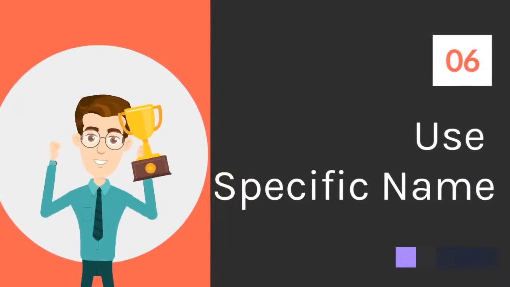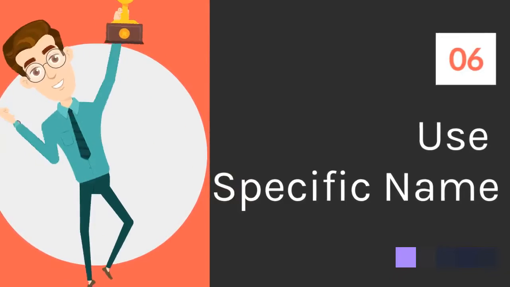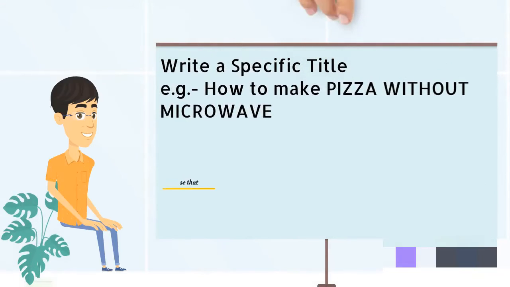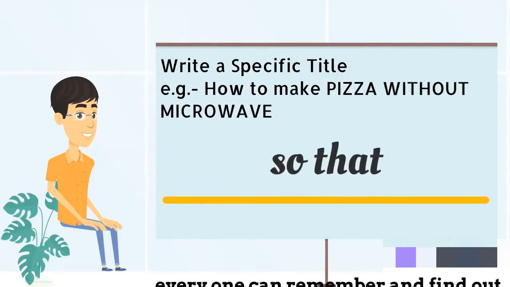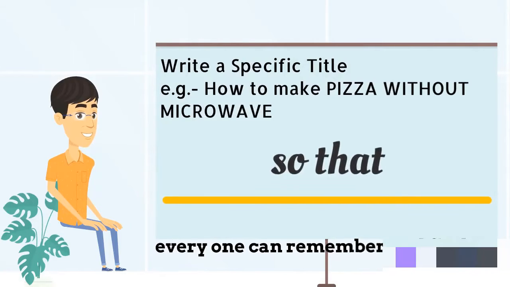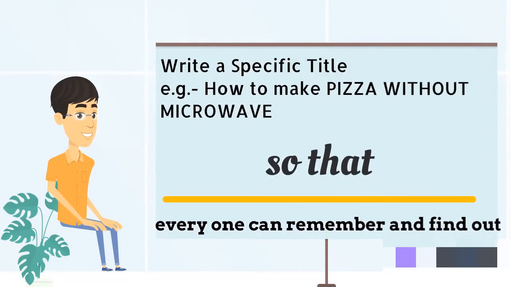Number 6. Use a specific name for your video. Like how to make pizza without a microwave, so that everyone can remember and find it easily.